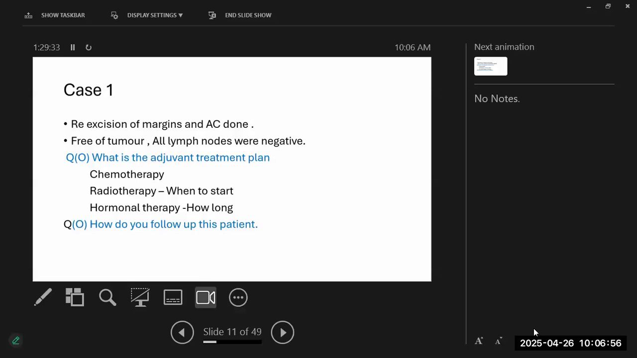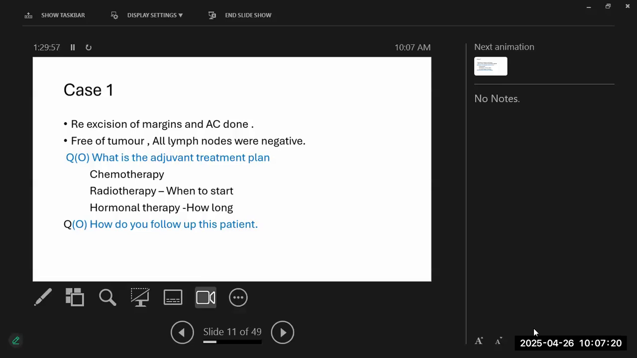So irrespective of the menopausal status, if the patient is having significant risk and if the patient has had chemotherapy, then definitive hormonal treatment is aromatase inhibitor, irrespective of the menopausal status. And if the patient is not already menopausal, we have to induce the menopause medically.